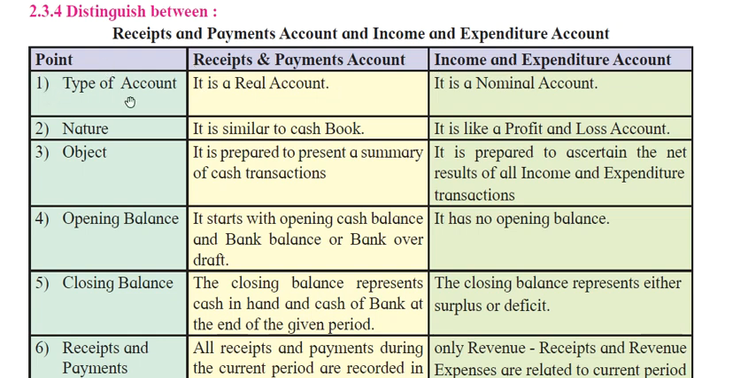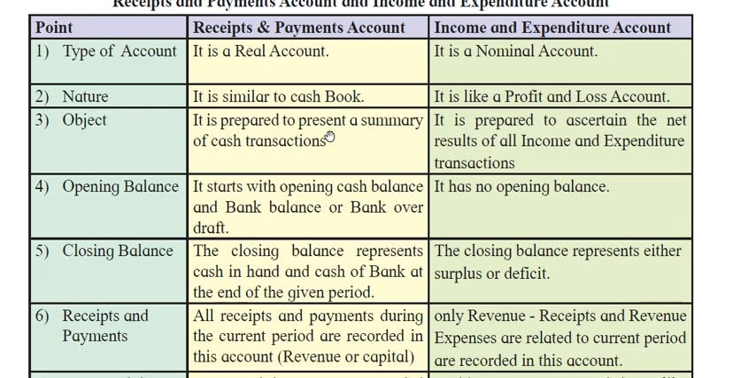So the first point is the type of account. The receipts and payments account is a real account, and the income and expenditure account is a nominal account. And nature, what is the nature of this receipt and payment account? It's similar to a cash book. Using a trial balance we'll prepare it, and it is like a profit and loss account. This is a ledger, where journal entries and the ledger will come in.